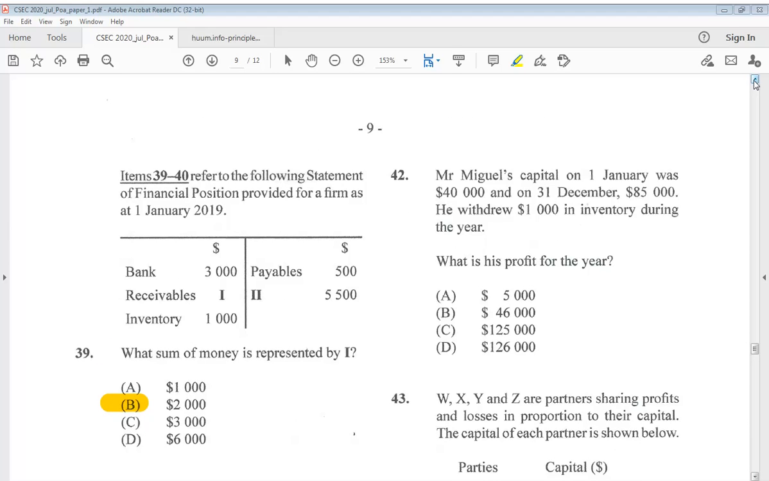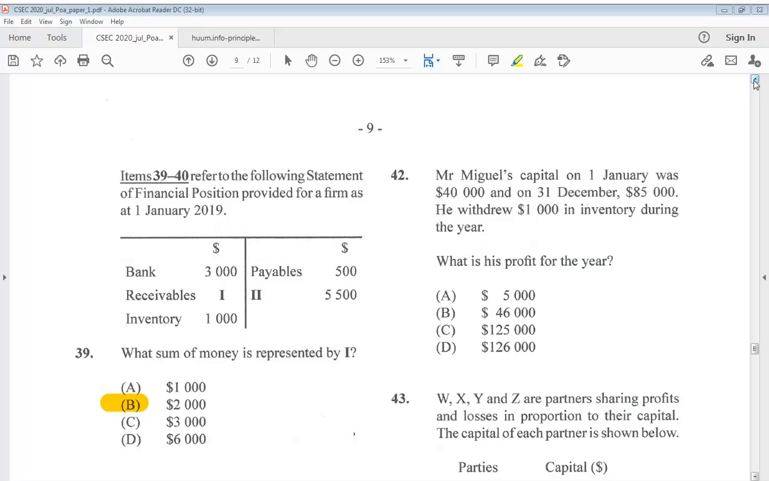42 says, Mr. Miguel's capital on the 1st of January was $40,000, and on 31st of December, $85,000. He withdrew $1,000 in inventory during the year. What is his profit for the year? Is it A, $5,000, B, $46,000, C, $125,000, or D, $126,000?